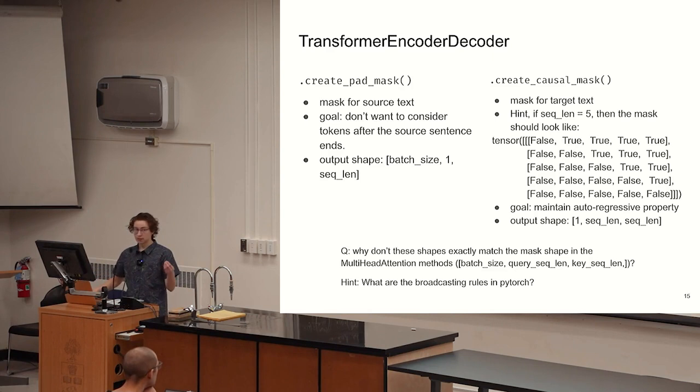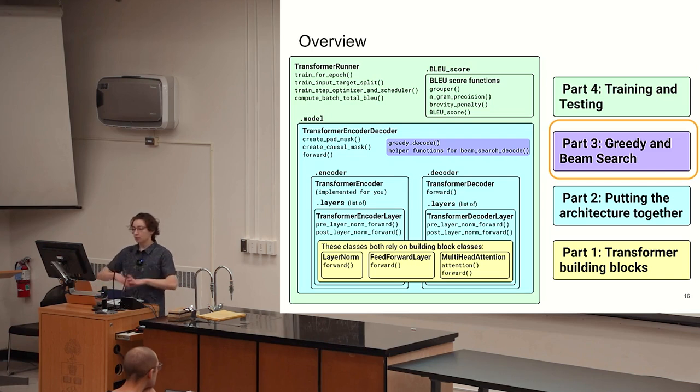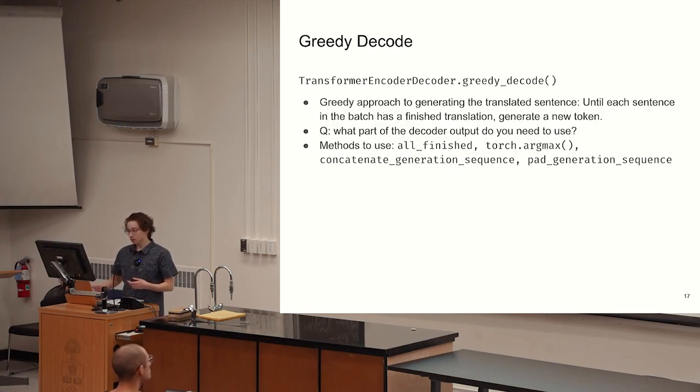Okay, so that is for the transformer encoder decoder. And now we'll move on to the next part, which is greedy and beam search. So this is how we use the transformer encoder decoder model to do generation. The first way that we do generation is greedy decoding. And you'll have learned about this probably in the lectures.